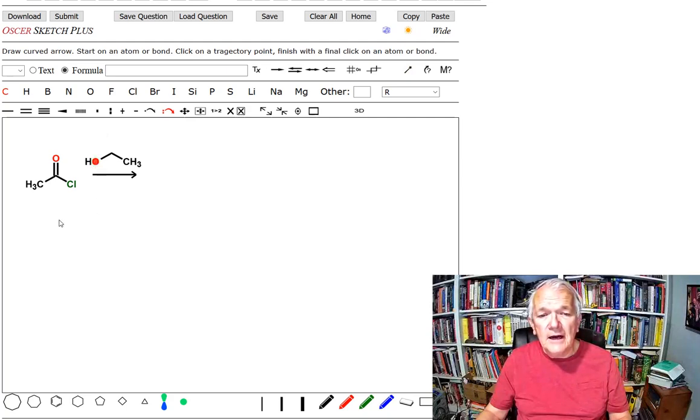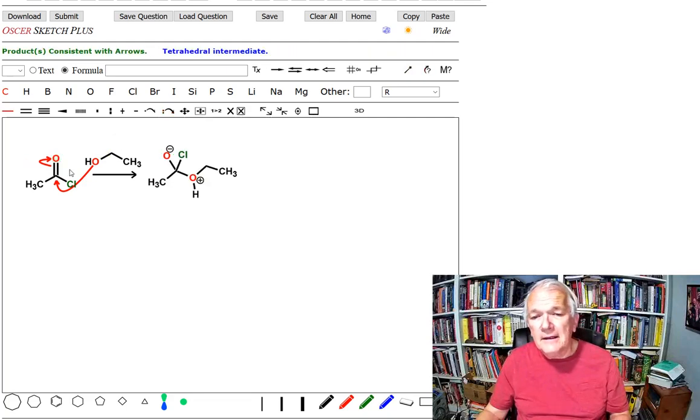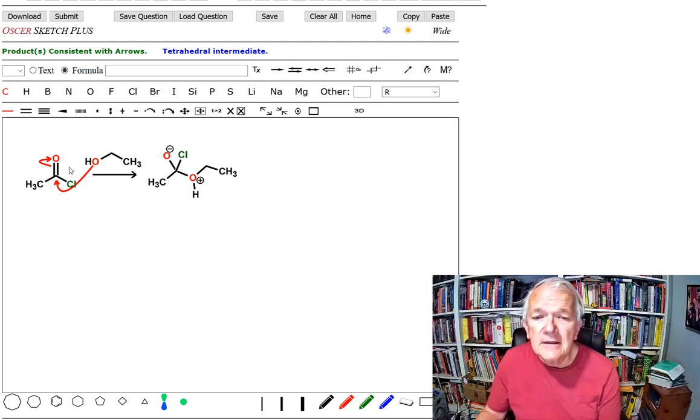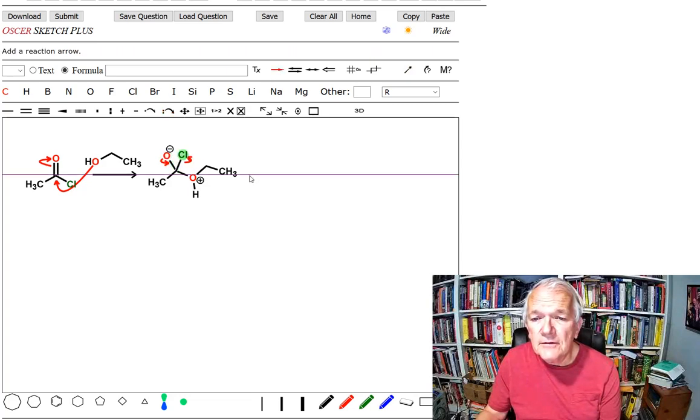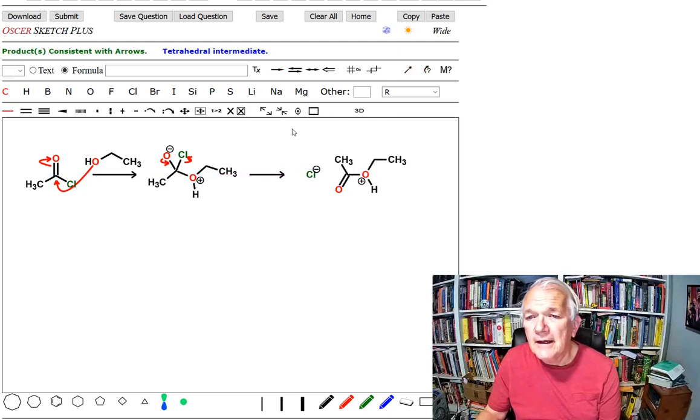And we simply use the oxygen of the alcohol as the nucleophile, attack the carbonyl, and this is going to, of course, give us our tetrahedral intermediate. And that tetrahedral intermediate will fall apart because the chloride is a nice leaving group. So we'll come down, reform the carbonyl, kick out the chloride, and what this gives us is our ester, but it's protonated.